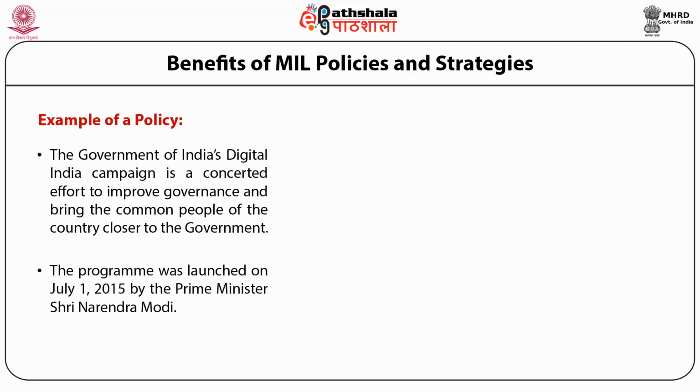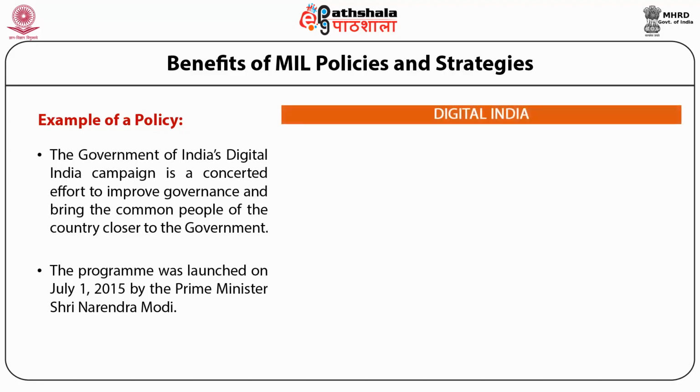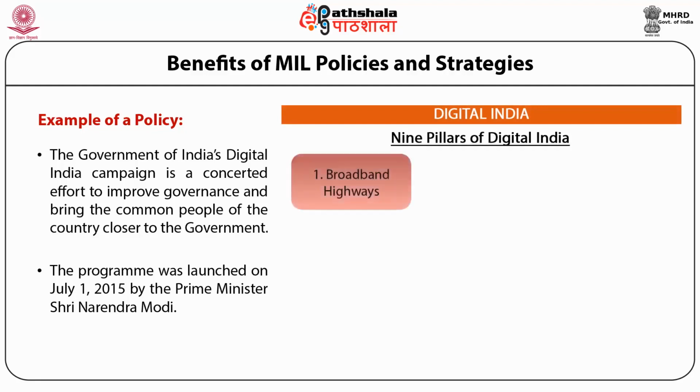Now, when we talk about this policy, it actually revolves around three key areas. One is providing internet as a core utility to every citizen. Second is governance and services on demand, and third is digital empowerment of citizens. But at the same time, there are 9 pillars of Digital India which are working in different directions. The first one is the broadband highways, which talks about making internet available. Second is universal access to phones, because there are still a number of villages that do not have access to phones. So the aim is making phones available to people in such areas.